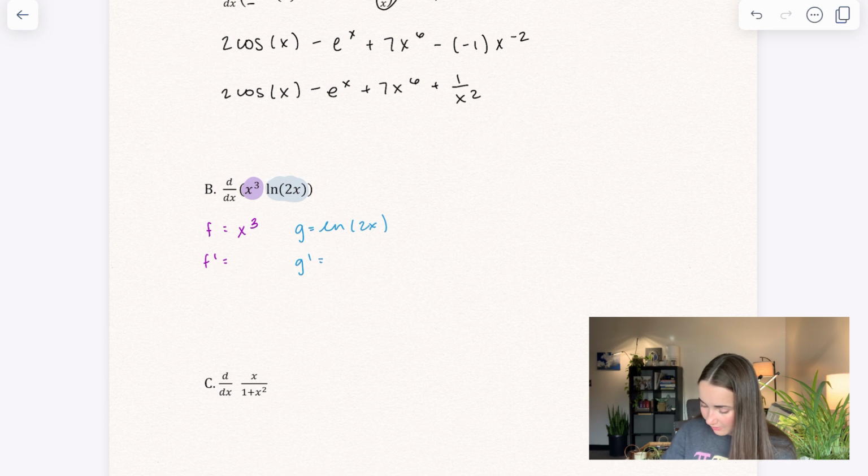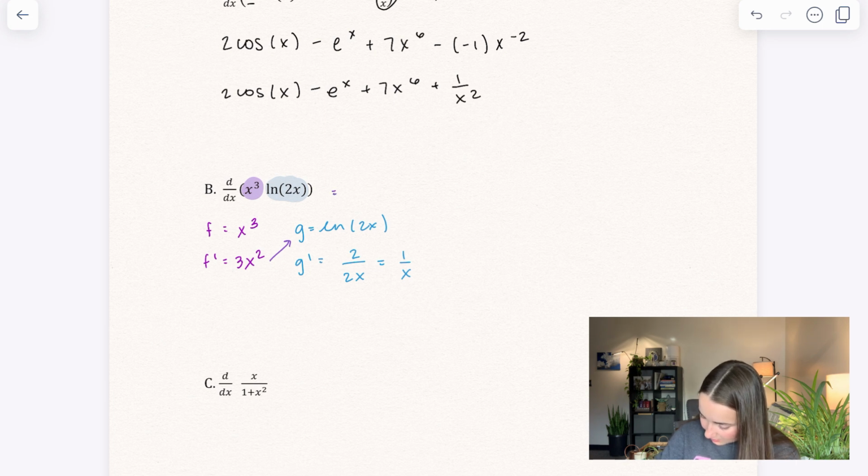Okay, so first for our f prime, we're going to get 3x squared just using power rule. And now we're going to use the natural log rule. So whatever's on the inside of the natural log goes on the bottom of the fraction, and its derivative goes on the top. So the derivative is just 2, and this simplifies to 1 over x. So let's go ahead and multiply. First I'm going to start from the bottom, work my way to the top.